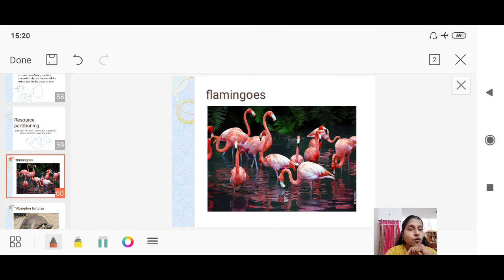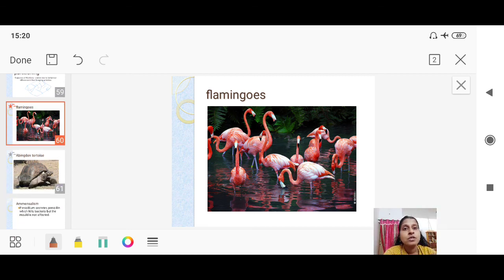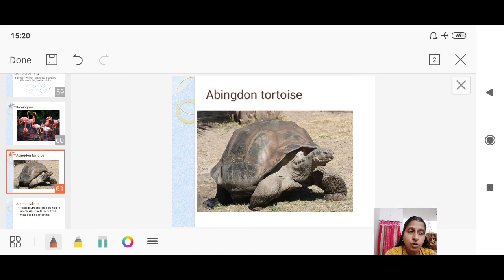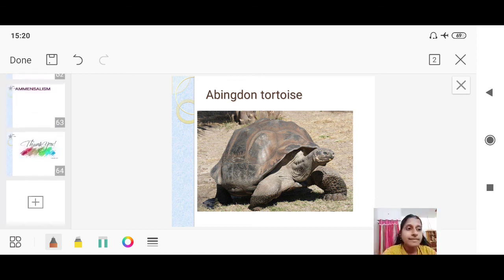You can see examples of competition here: flamingos and fishes are in water, and both are competing for zooplankton. This is the Abingdon tortoise, which was eliminated by the introduction of goats. Hope it's clear, and with this we are completing this chapter.